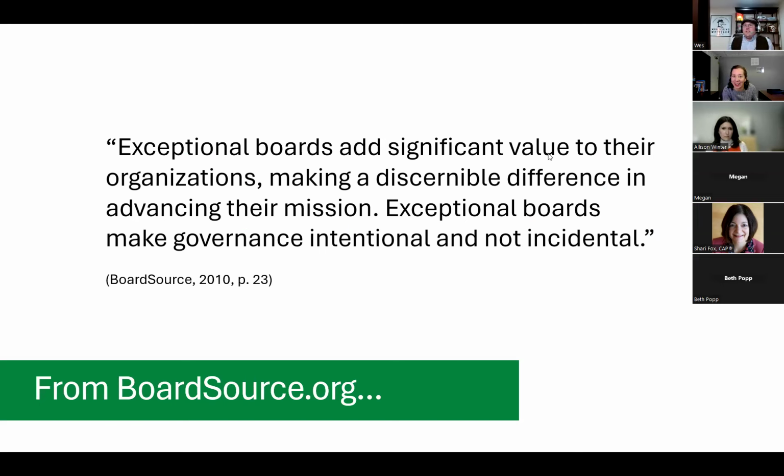Got to unmute myself. We'll kick it off with a quote that exceptional boards add significant value to their organizations, making a discernible difference in advancing their mission. Exceptional boards make governance intentional and not incidental. We'll get into that over the next 2 slides a little bit.